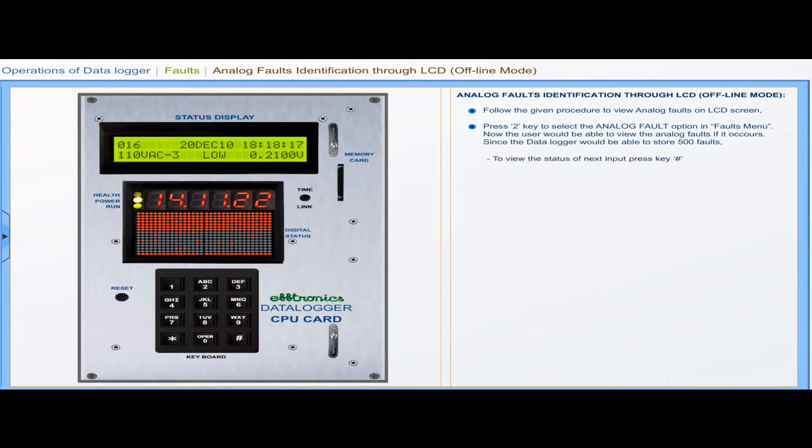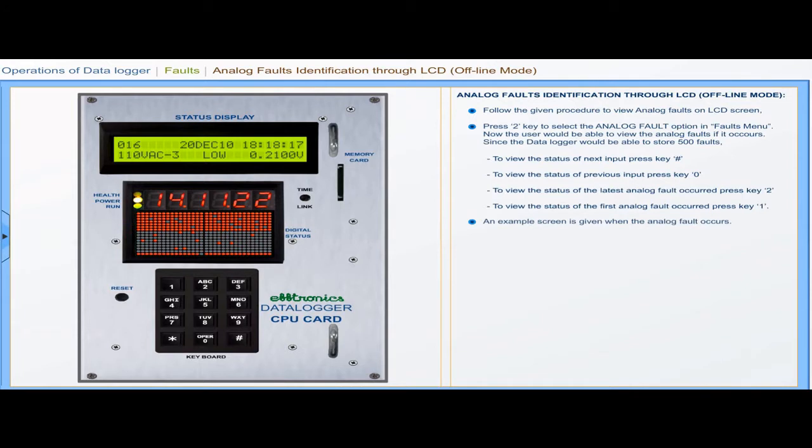To view the status of the next input, press the hash key. To view the status of the previous input, press key 0. To view the status of the latest analog fault occurred, press key 2. To view the status of the first analog fault occurred, press key 1. An example screen is given when an analog fault occurs.